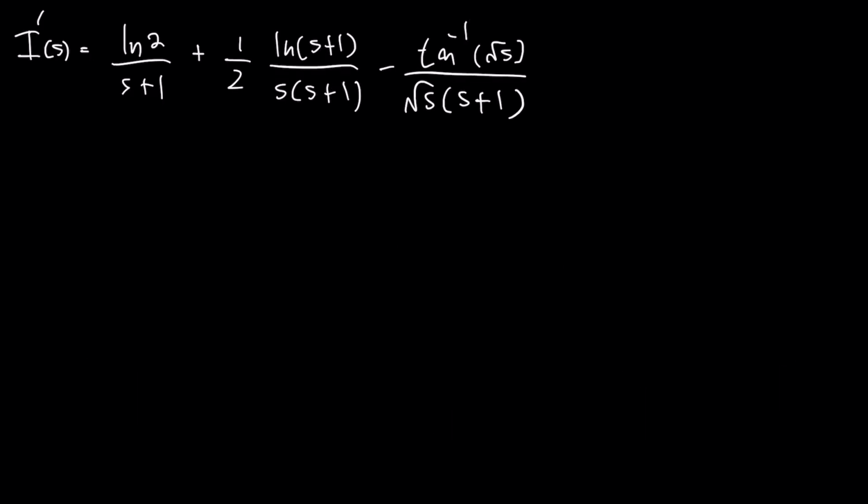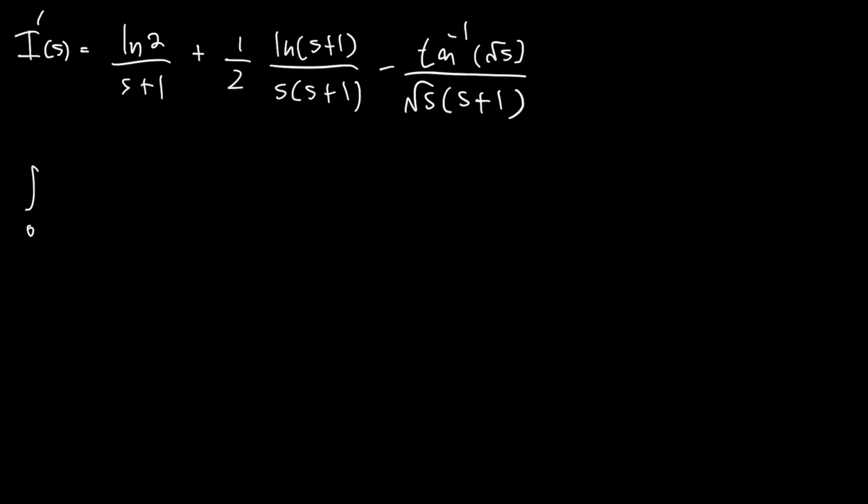So we just got done showing that I prime of s is the natural log of 2 divided by s plus 1, plus 1/2 the natural log of s plus 1 divided by s times s plus 1, minus the inverse tangent of the square root of s divided by the square root of s times s plus 1. And then from here we will retrieve the I of s, but we have to integrate with respect to s from 0 to 1.